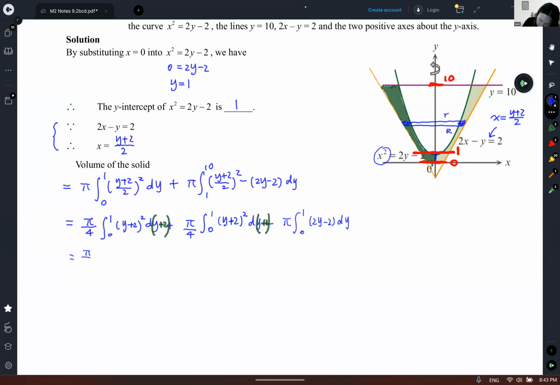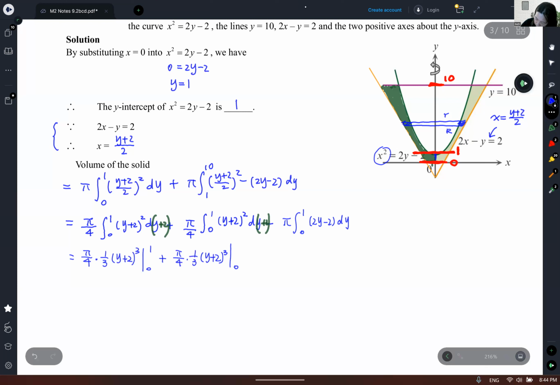And then that will be pi over 4 times 1 over 3 y plus 2 cubed from 0 to 1 plus pi over 4 times 1 over 3 y plus 2 cubed from 1 to 10. And plus this one is pi y squared minus 2y from 1 to 10.